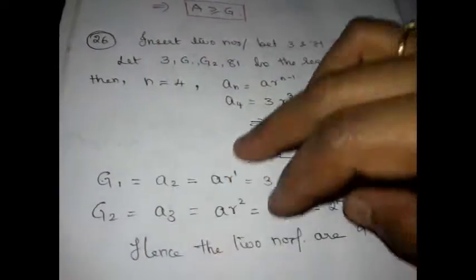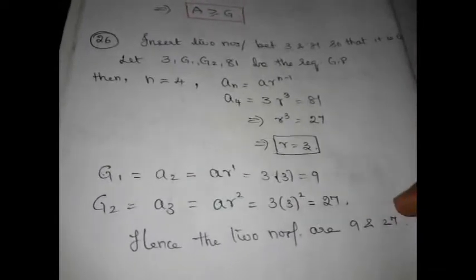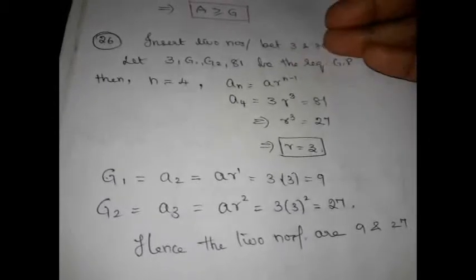So which is a3. a3 is ar squared. So 3 into 3 squared, which is 27. Therefore 9 and 27 are the required numbers which we inserted between 3 and 81 so that they form a GP, right?